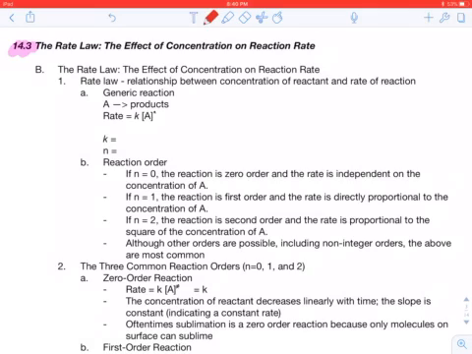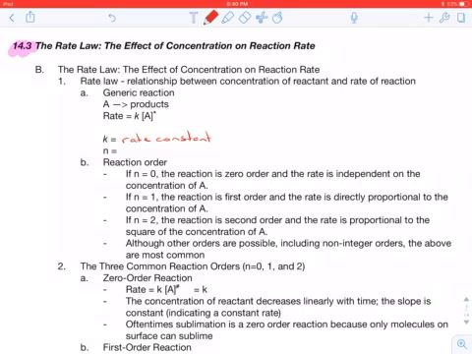So take the generic reaction, A goes to products, just a very simple one. The rate law for that is K times the concentration, remember brackets mean concentration, of A to the power of N. So K is what we're going to call the rate constant. And the rate constant is constant for that reaction at that temperature. So no matter how much you have, that's our rate constant, obviously, because it's constant. And so it's always constant until we change the temperature. And we'll get into that, I think, in section 14.5.